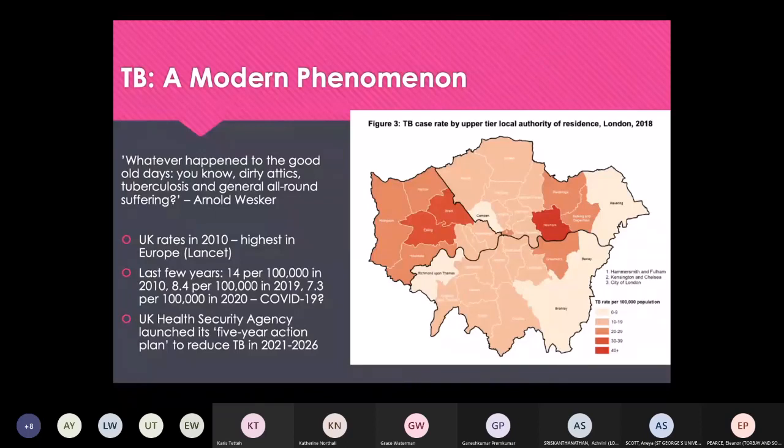And this has got slightly better, particularly in the last few years. Researchers reckon it's probably because in the last few years we've all been isolating and wearing masks, and that's helped a little bit. But the UK government has launched a 5-year action plan to reduce TB from 2021. So it's a sign that it is still a problem and it is still happening. And it's certainly something that you may see on some of your placements down in London as well.